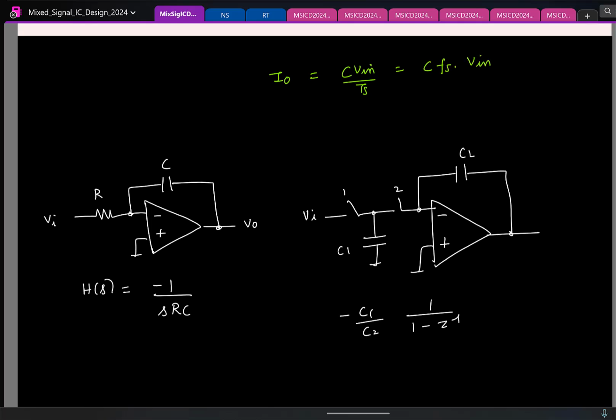Maybe I'll take it to a next page. So I'll write it again. If I look at I0, that is C times V times Fs. That's what I get. I'll write it C times Fs times V. Both are same.